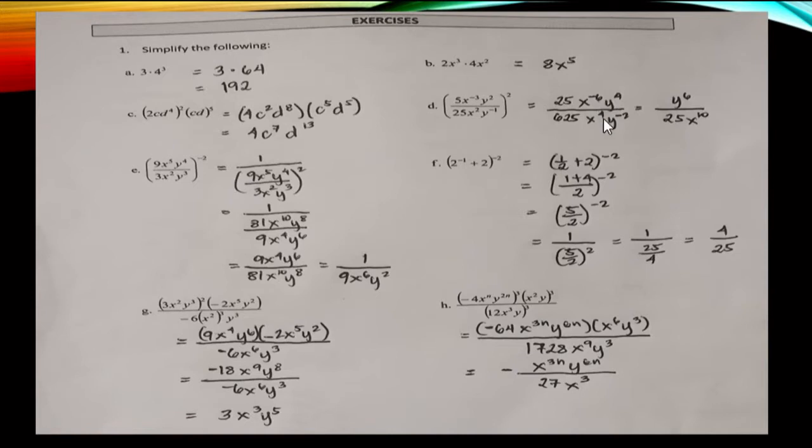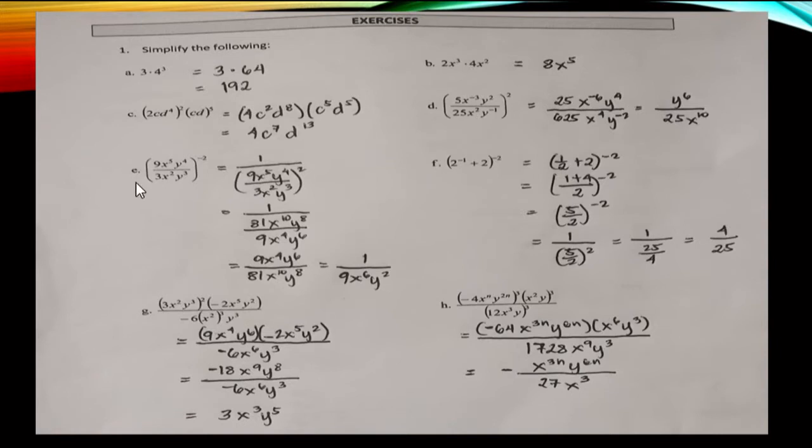So, para ma-positive siya, dito siya natugibutan sa denominator. So, x to the power of 10. And then, 4 minus negative 2, that is positive 6, since that is 4 plus 2. So, that is why we have y to the power of 6 here. So, the answer is y to the power of 6 over 25x to the power of 10.